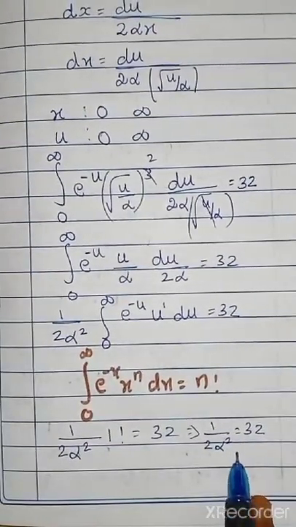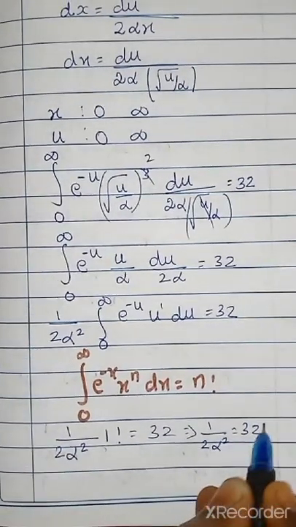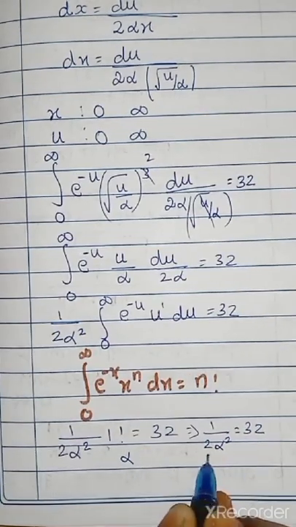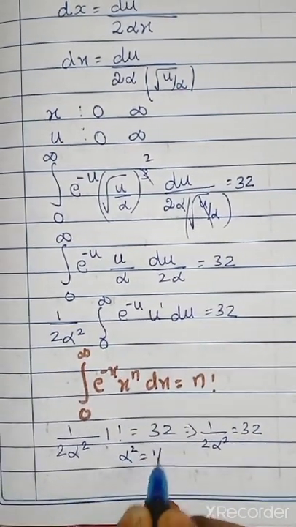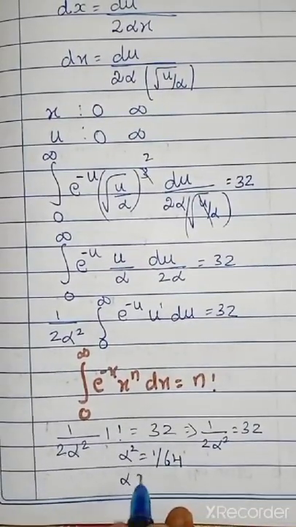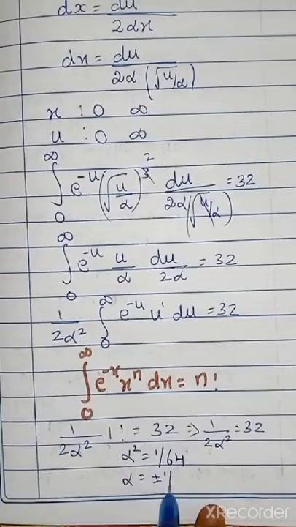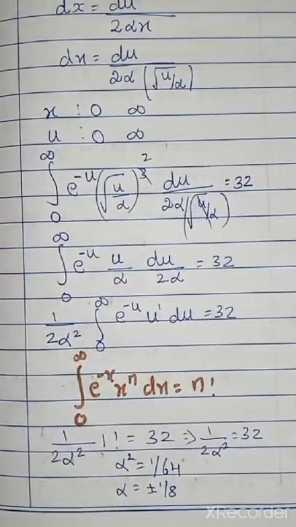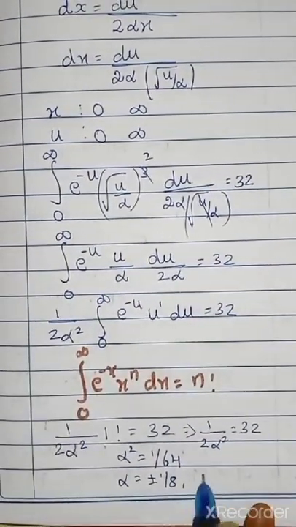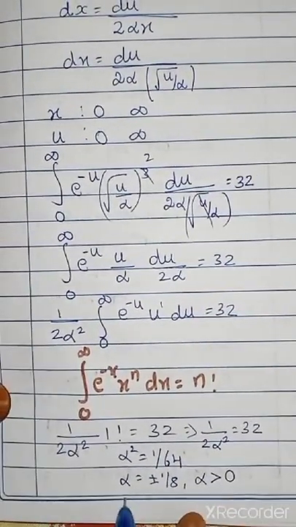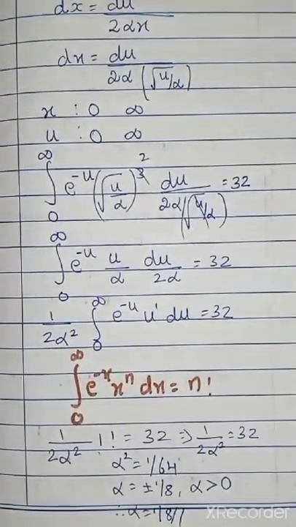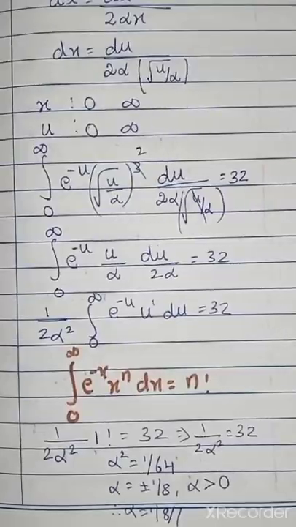Now what we are going to find out? We have to find out the alpha only. So taking alpha to that side, alpha square equal to 1 by 64. So alpha equal to plus or minus 1 by 8. Now it is given that alpha is greater than 0. Therefore, alpha equal to 1 by 8. 1 by 8 is your final answer.